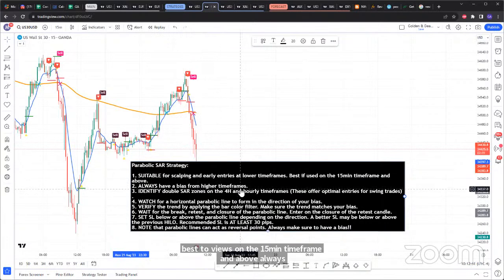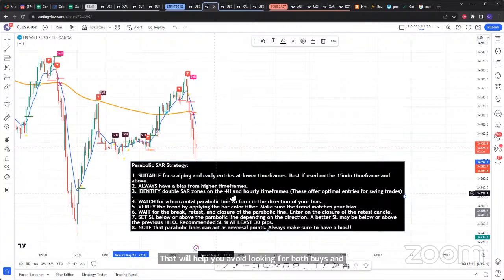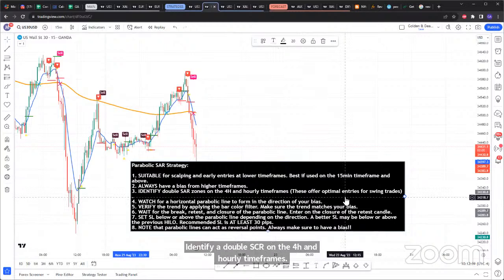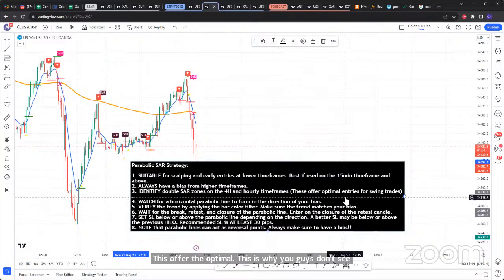That will help you avoid looking for both buys and sells. Identify a double SAR on the 4-hour and hourly time frames. This offers the optimal entries. This is why you guys don't see me trading every day nowadays, right? Like for me, gold, for example, I haven't traded gold in 3 days because on the 4-hour and 1-hour, I haven't had any double SARs.